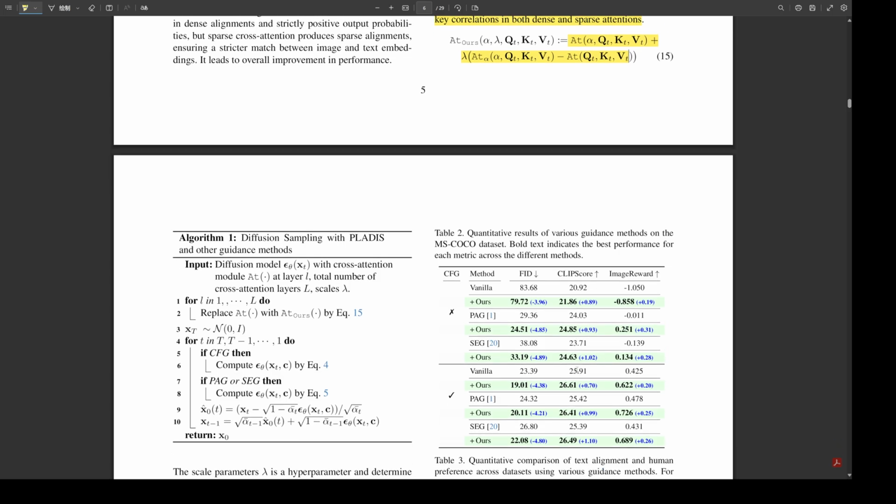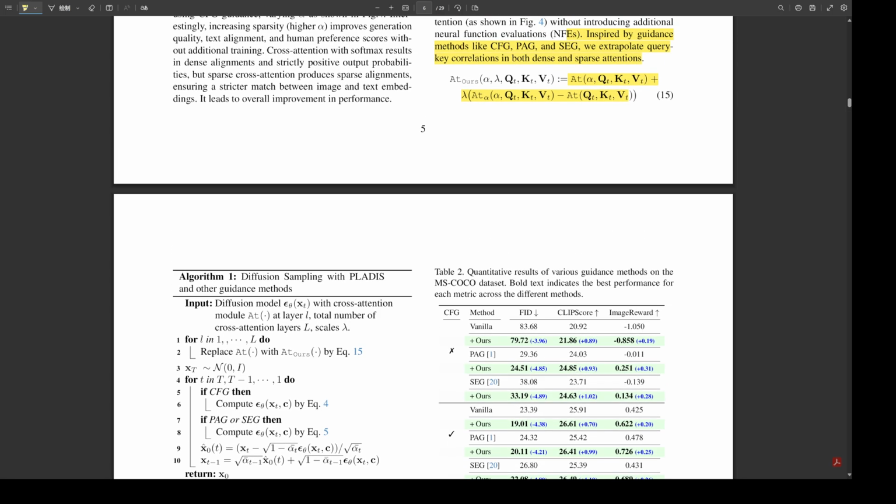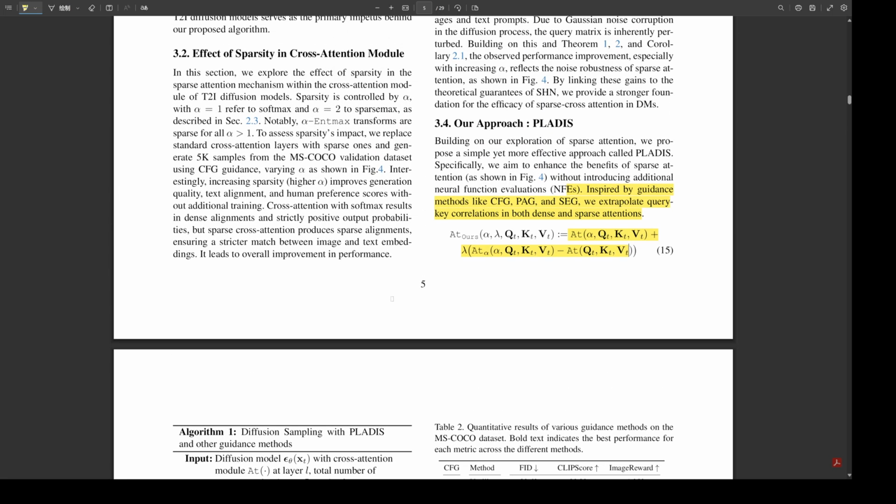Like every word connected to every pixel? Yeah, kind of like that. That seems like a lot to keep track of. It is, and that's the thing. With PLADIS, it actually ignores a lot of those. It ignores them? Yeah, it focuses only on the most important ones.